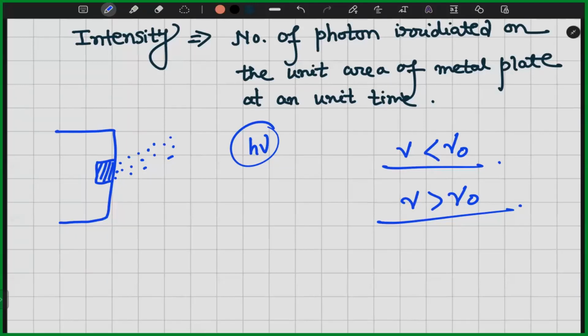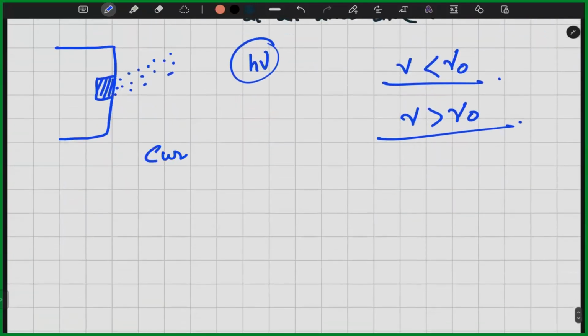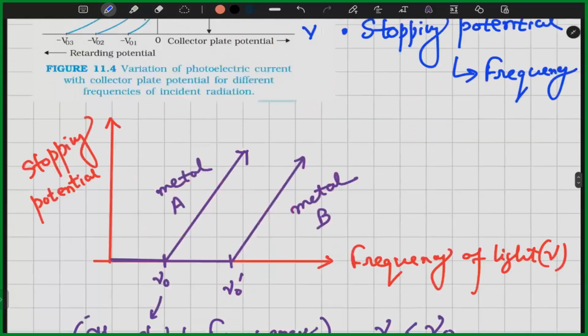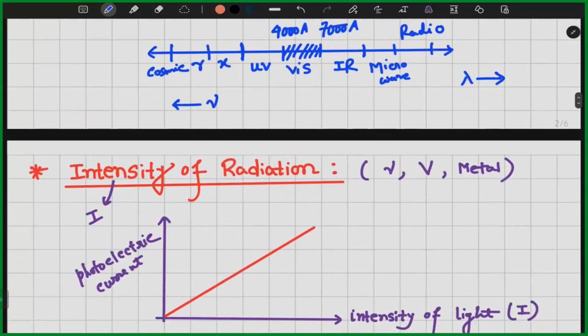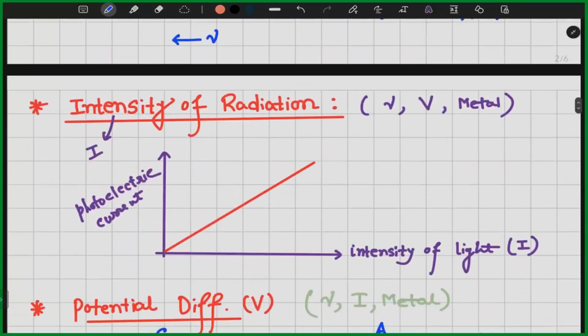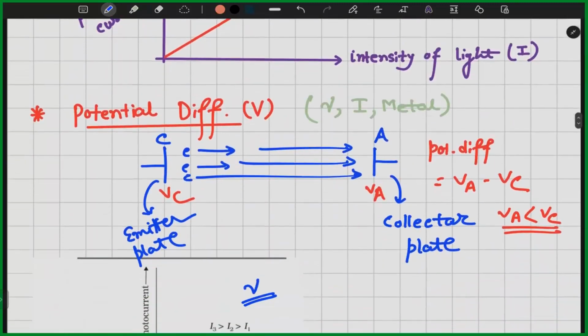That means the current will increase, because we discussed yesterday that the current is equal to Ne by t. If more electrons are emitted, more electrons will flow, and the photoelectric current will increase. That's why we got that linear result, right? Yes, intensity is increasing, and as a consequence, the photoelectric current also increases. So this is explained. Now the effect of the potential difference.